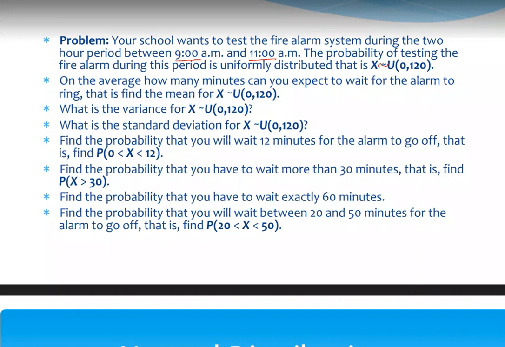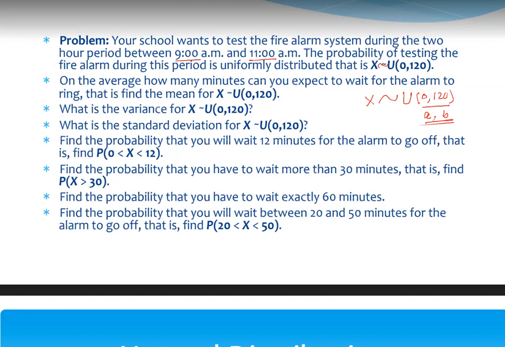X is a random variable. So this is X tilde U(0, 120). That tells you X is a random variable that is uniformly distributed over the interval 0 to 120, which is like a and b. Remember, uniform distribution had a and b. So these are your a and b.